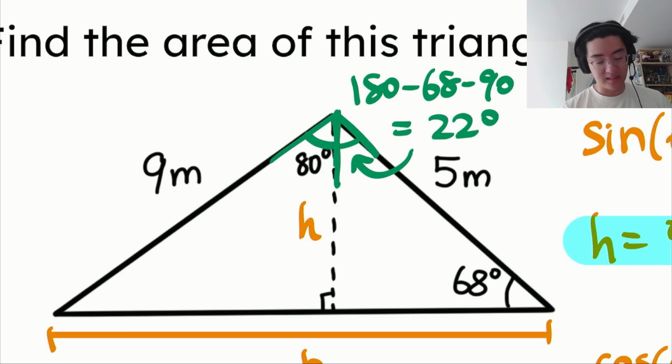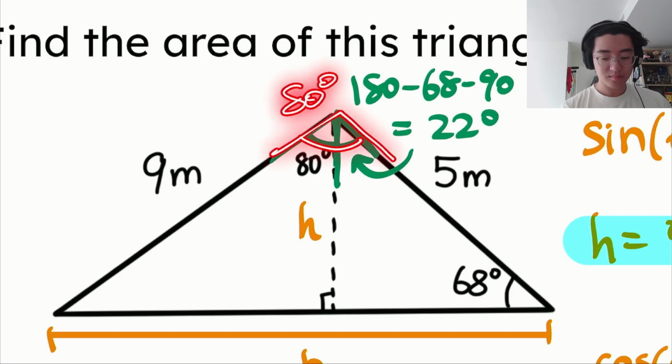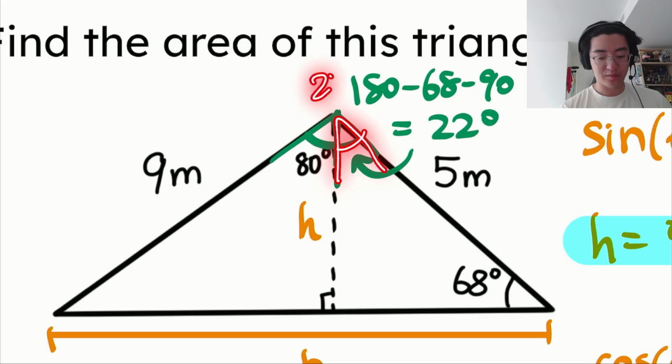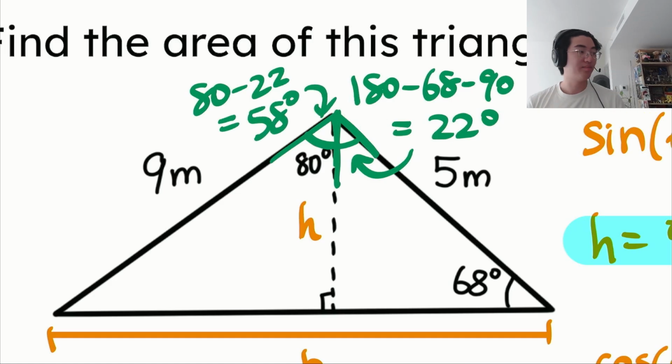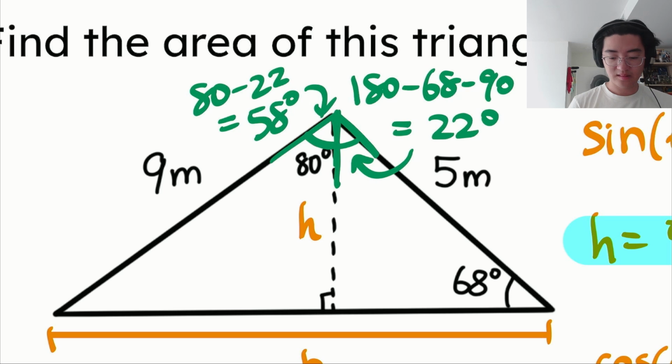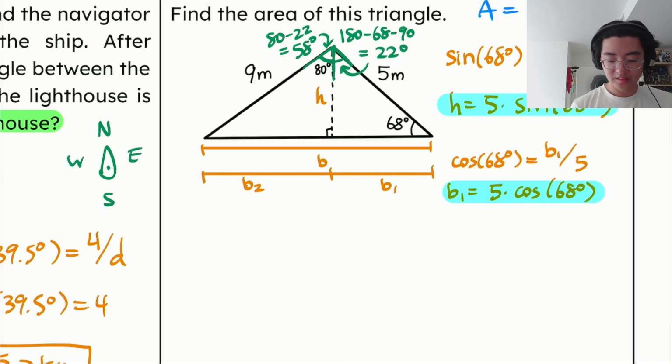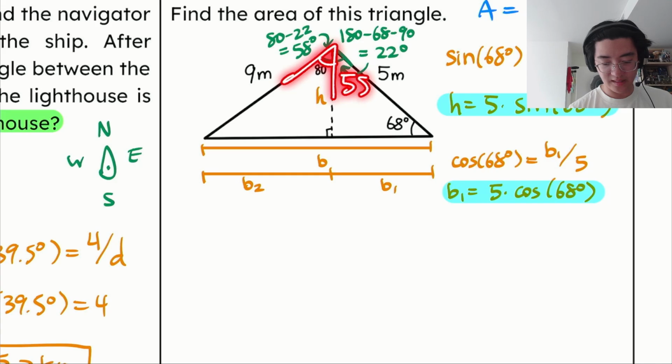Which means this angle on the left side, we know this total angle is 80 degrees, and we know this angle here is 22. So then this angle right here must be 80 minus 22, which is 58 degrees. So from there, we know that this angle is 58 degrees.